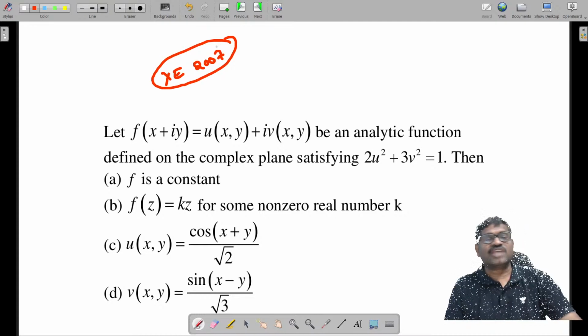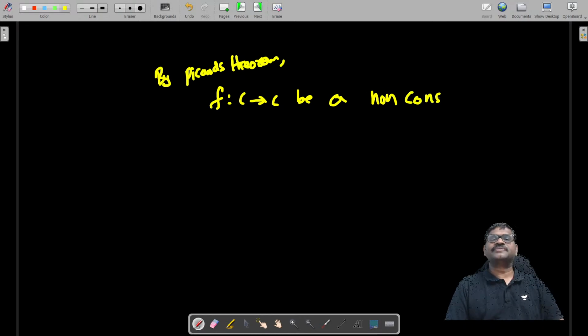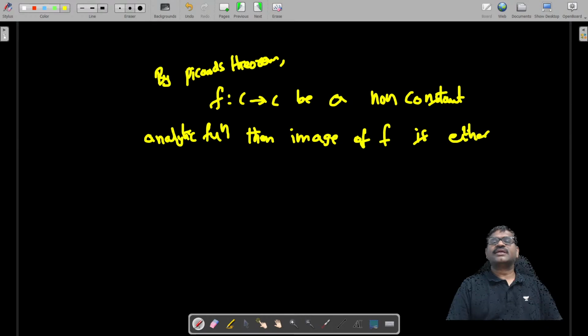As per Picard's theorem, if the function defined from the complex plane to the complex plane is a non-constant analytic function, then the image of f is either the whole complex plane or C minus a single point.